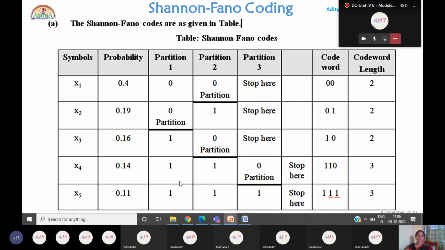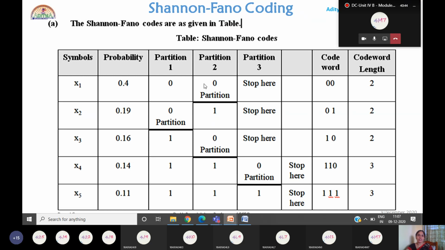And here you have 3 elements. So x3, x4, x5. Now during partitioning, how can you partition? This is 0.16 and 0.14 plus 0.11. So ఎంత వస్తుందమ్మా మనకి 0.25. Okay, so you can partition as x3 as one subset and x4, x5 as another subset. So 0 is assigned to x3 and 1 is assigned to both x4 and x5.